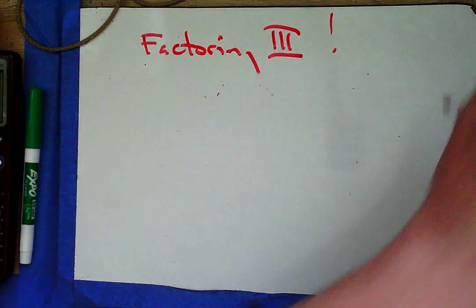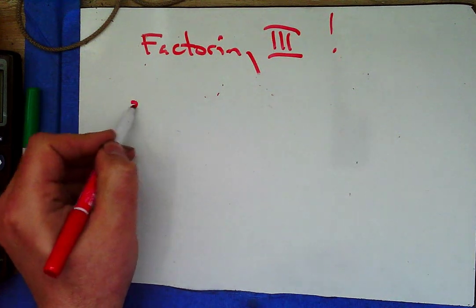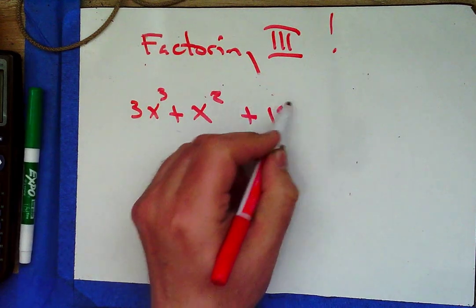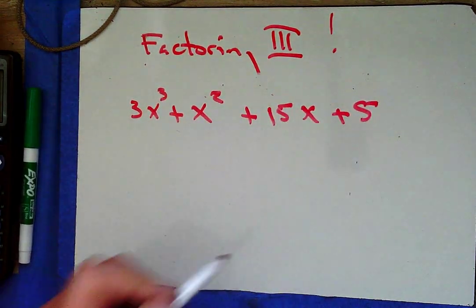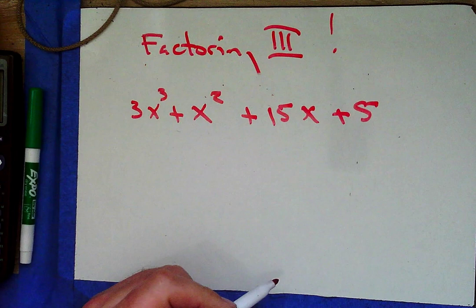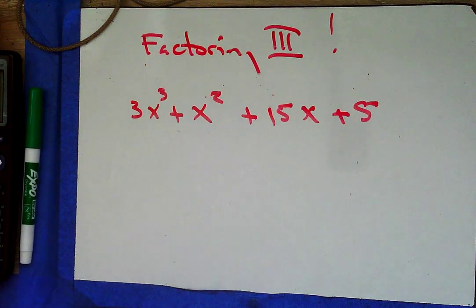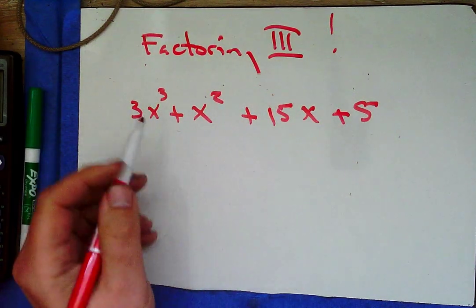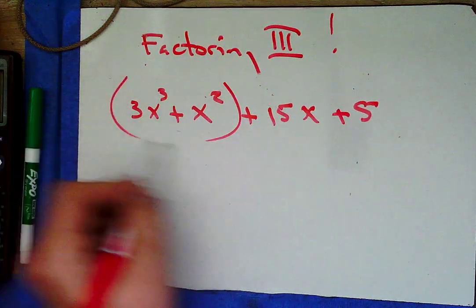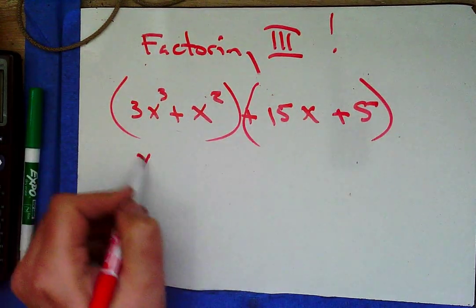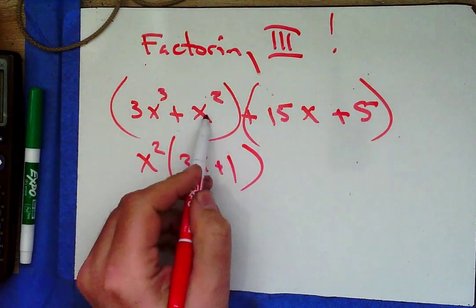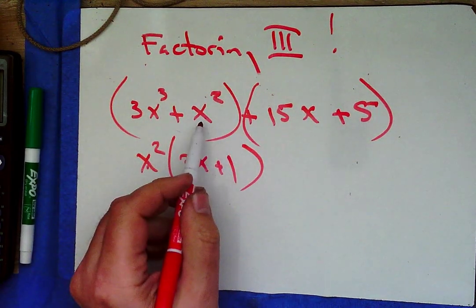Try this. 3x to the third plus x squared plus 15x plus 5. Please factor that completely. Okay, welcome back. So, four terms, we do factoring by grouping. Take out an x squared. I have 3x plus 1, right? x squared divided by x squared is not 0.